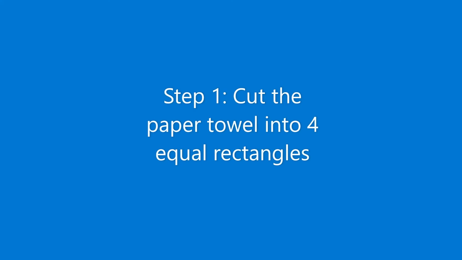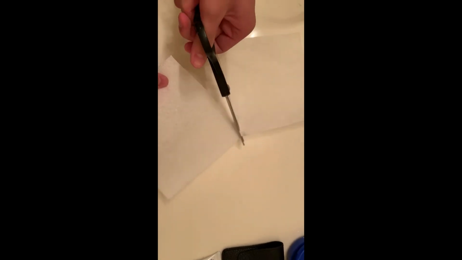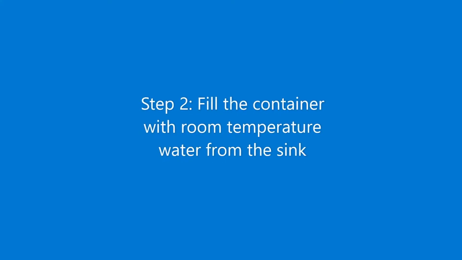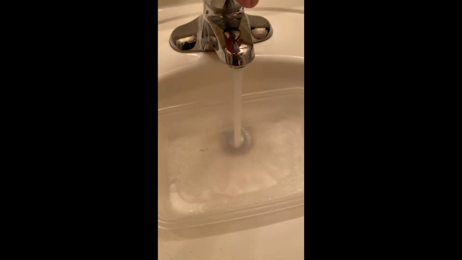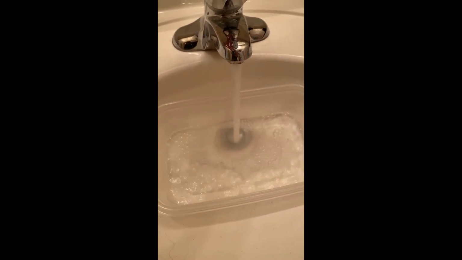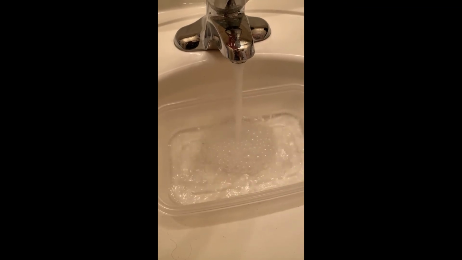Step 1. We're going to cut the paper towel into 4 equal rectangles. Try to do this as best as possible. It doesn't have to be perfect as long as they are similar size and shape. Step 2 of the procedure will be filling up the bucket with room temperature water. Turn on the sink and let the water fill to about halfway.